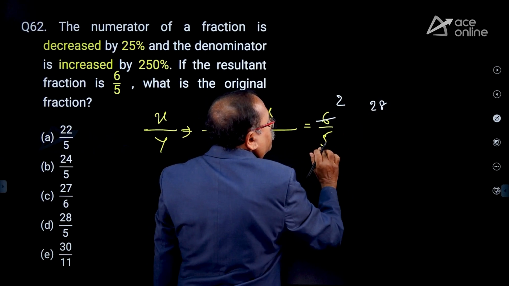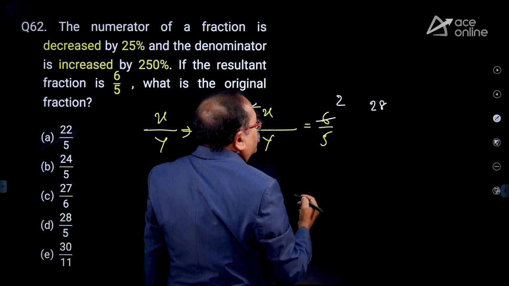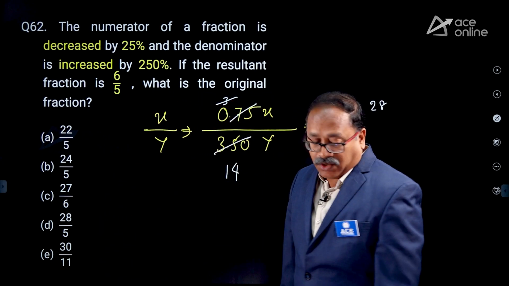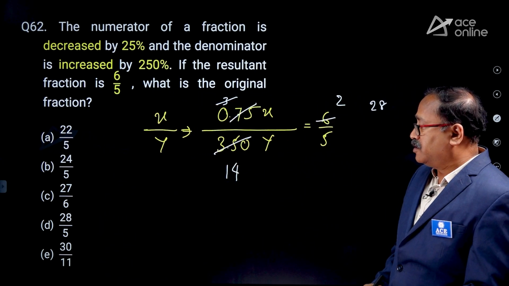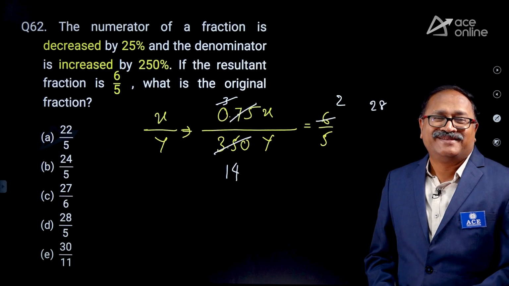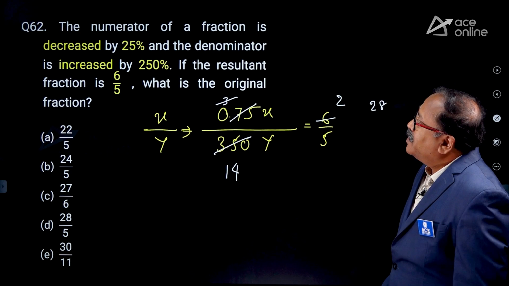That's 28 by 5 with 5. 28 by 5. So let's check your option. 28 by 5 is there or not? Option choice D. That's all. Okay. Next question.